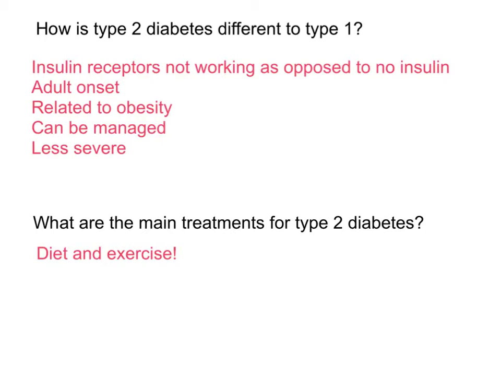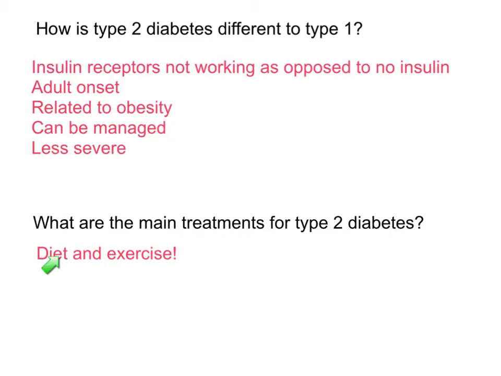So type 2 diabetes, the main difference is that it is the insulin receptors that are not working, as opposed to no insulin being secreted, which is the case in type 1 diabetes. Type 2 tends to be adult onset. Type 2 is related to obesity. And another interesting thing is that type 2 diabetes is much more easily managed. So you can do that, as we'll talk about in a second, through just changing your lifestyle. Whereas with type 1 diabetes, you need to inject insulin. There's no way around that. It's also less severe, so the symptoms may not be quite as acute or severe as those of type 1.